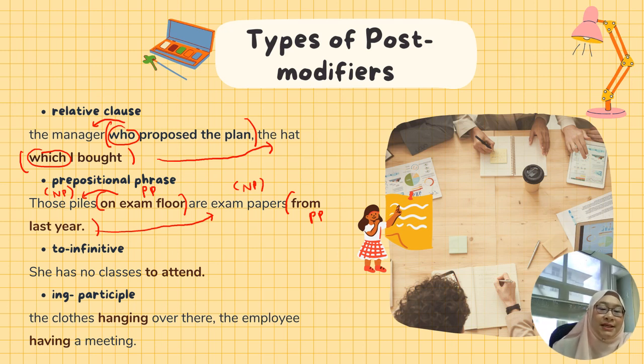And then a noun phrase can also be modified by a to infinitive, for example, no classes to attend. To attend is a to infinitive modifying the noun phrase no classes. Another one is the ing participle. For example, the clothes hanging over there. Hanging over there is an ing participle modifying the noun phrase the clothes. The employee having a meeting: having a meeting modifies the noun phrase the employee.